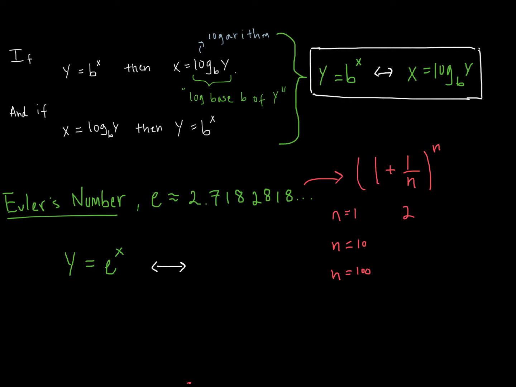So at 100, you would get approximately 2.7048, and so on and so forth. And you could try bigger and bigger values of n, and you'll find that you get closer and closer to this value here. Okay, and e is very special because this happens to be a very important way of writing something that is continuously growing by a certain percentage.